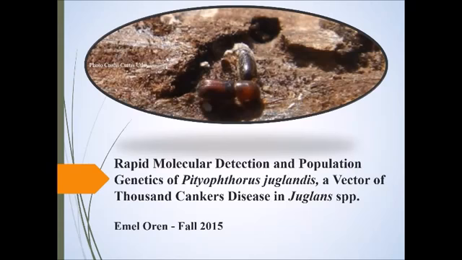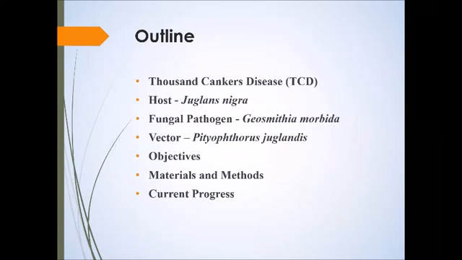My project is rapid molecular detection and population genetics of Pityophthorus juglandis, a vector of thousand cankers disease in Juglans species. And what am I going to tell today about my project? First, thousand cankers disease, host Juglans nigra, and fungal pathogen Geosmithia morbida, vector Pityophthorus juglandis, my objectives, materials and methods, and a little bit of my current progress.